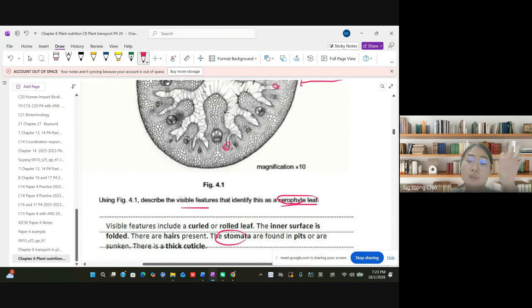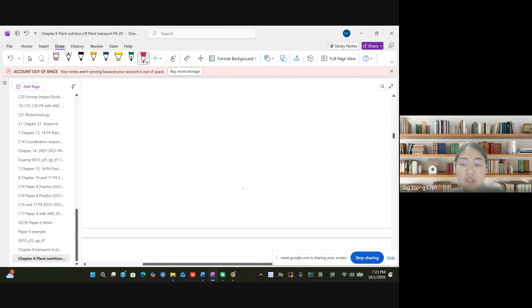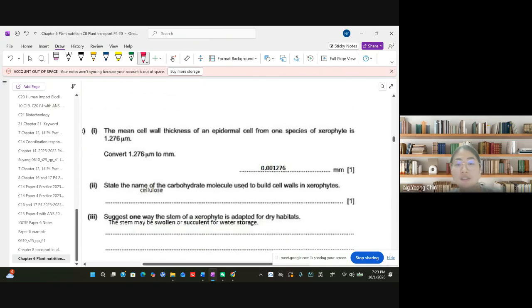They are called sunken stomata. Okay, hairs inside, and then they have a very thick cuticle on the upper epidermis. So these are the features, okay? The leaf curls and rolls to reduce transpiration, to reduce the water loss.